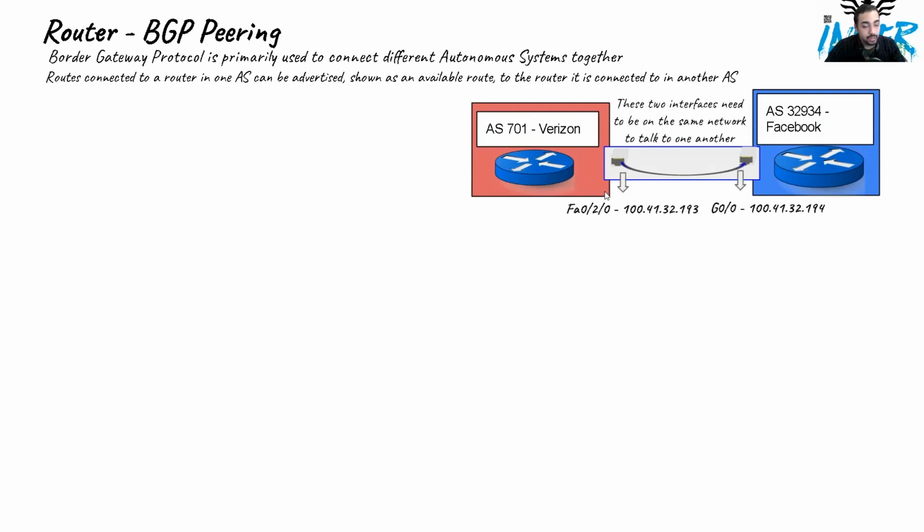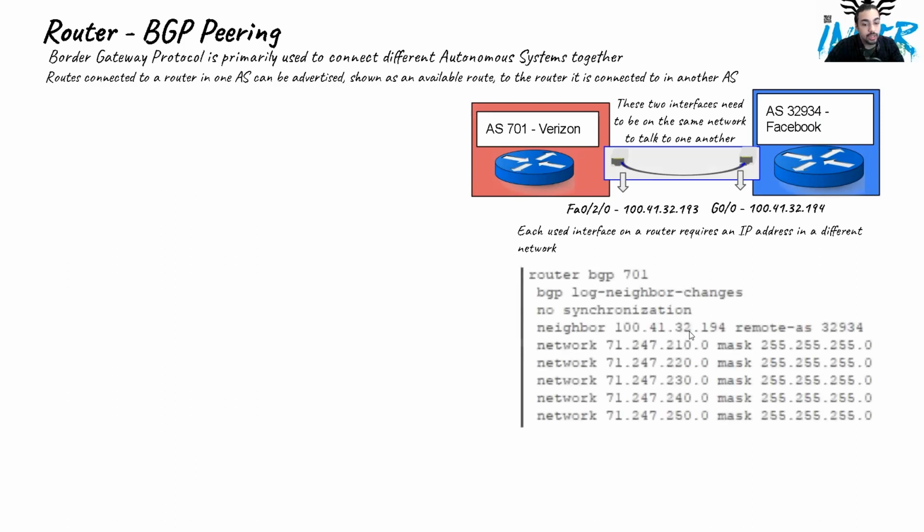Here's an example of a router in two different autonomous systems connected together. The interfaces that are connected on each router, right? They need to be in the same IP network. So these two are in the same IP network in order to talk to one another. So something to keep in mind is that each interface on a router requires an IP address in a different network. That means you can't have two interfaces that are on the same network in any one router.